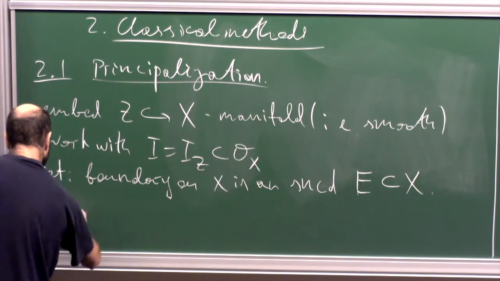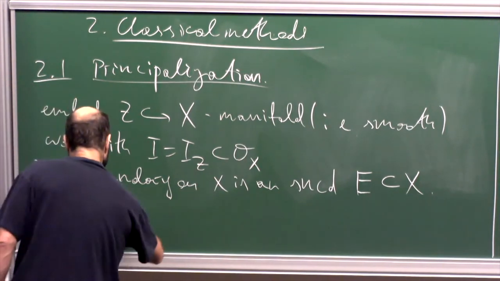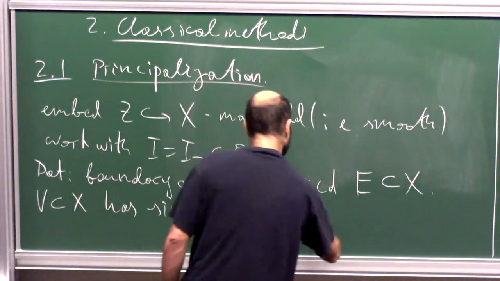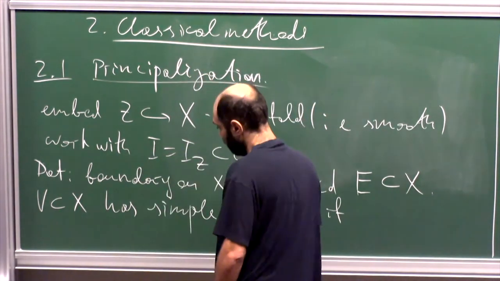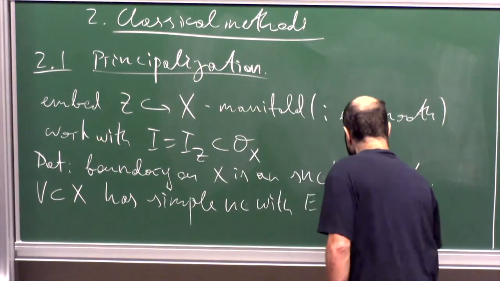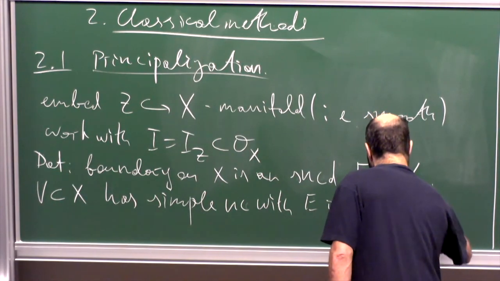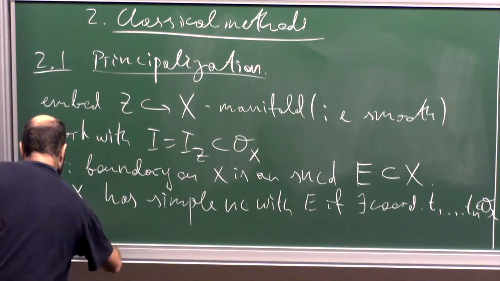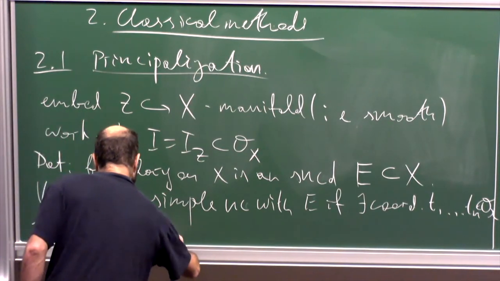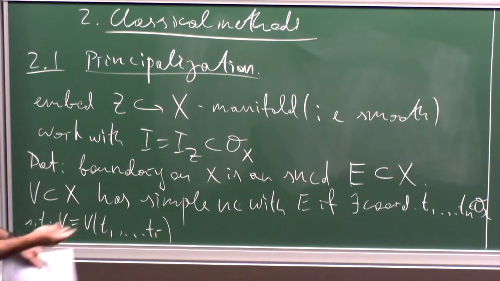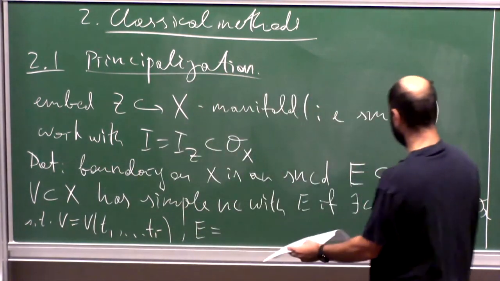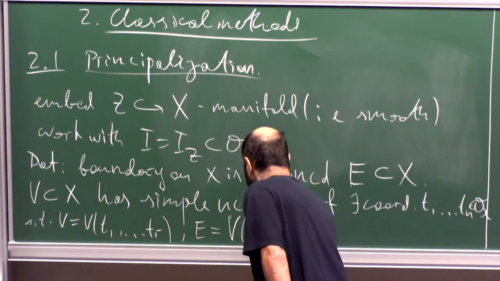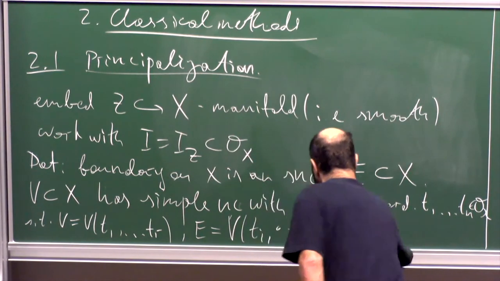Second, we say that V inside X, a closed subscheme, has simple normal crossing with E if there exist locally coordinates T1 up to Tn at the point such that V is given by vanishing of T1 up to some number Tr, so in particular it is smooth, and E is also given by coordinates, but maybe some different coordinates, maybe a few of them from here and a few of them not from here. So E is given by vanishing of Ti1 times Ti2 up to Tis.